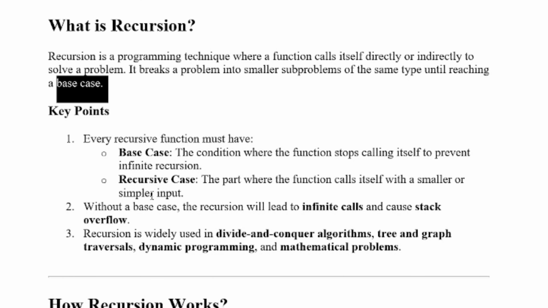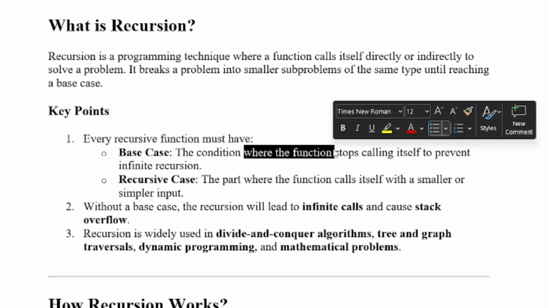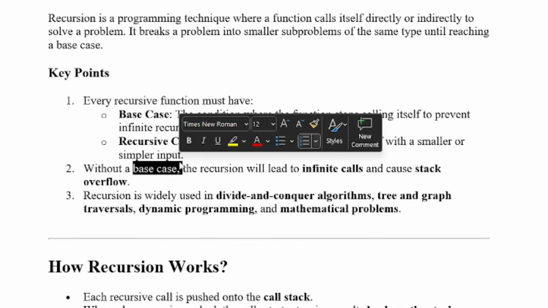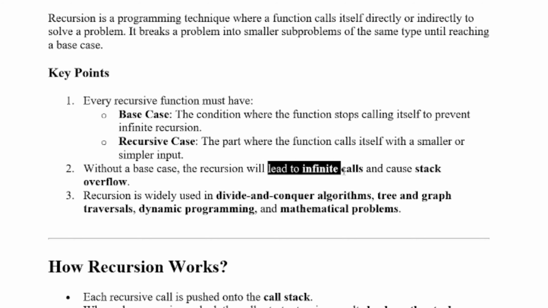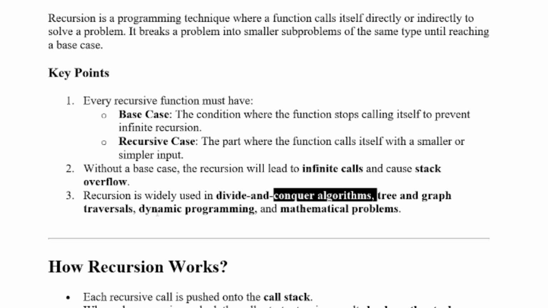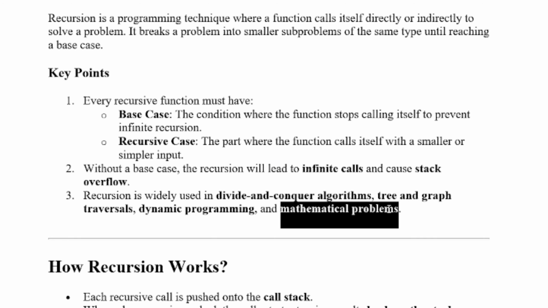So here you can see the key points of recursion. Every function must have a base case and a recursive case. So what is a base case? The base case is basically the condition where the function stops calling itself to prevent infinite recursion. And what is the recursive case? The part where the function calls itself with smaller or simpler inputs. Without a base case, the recursion will lead to infinite calls and cause stack overflow. Recursion is widely used in divide and conquer algorithms, trees, graphs, dynamic programming, and mathematical problems.